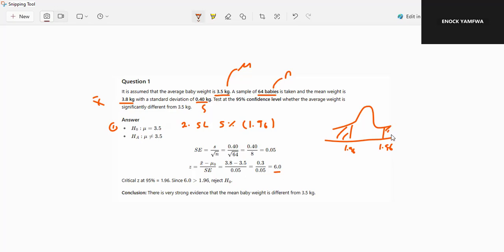So where is 6.0? Is it in the shaded region or the unshaded region? So you discover that it is in the shaded region here. So what is our conclusion? Since it's greater than that, we reject H0, meaning there is strong evidence here to show that the mean is different, meaning the doctors are lying. Are we together?